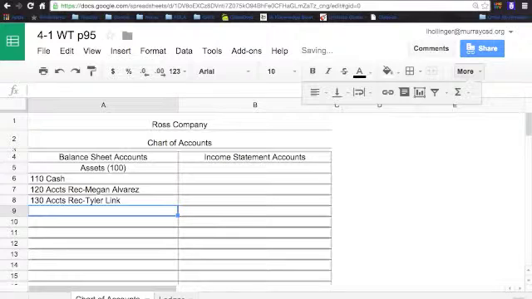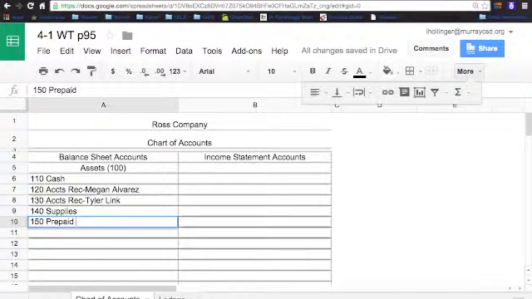We got two more assets. One is our supplies account, the other is our prepaid insurance. We will most definitely use our supplies account before we'd use our prepaid insurance. So we'll number this 140, and this will be our supplies. 150 will be our prepaid insurance. That should be all of our assets in here.